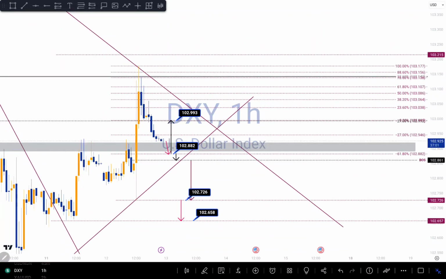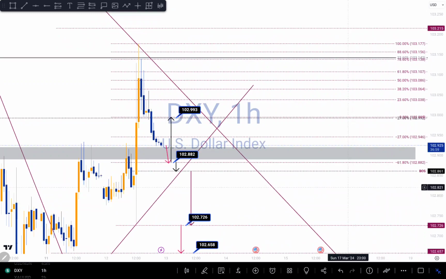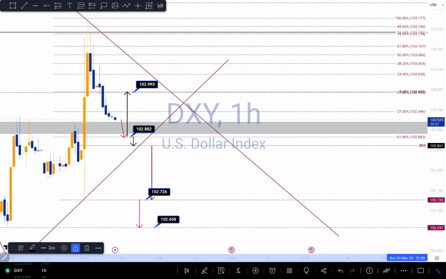So this is my quick thoughts on DXY, guys. Hope you find it helpful. Be patient, guys. Let's see how the market reacts around those areas. Then that will determine our next move.